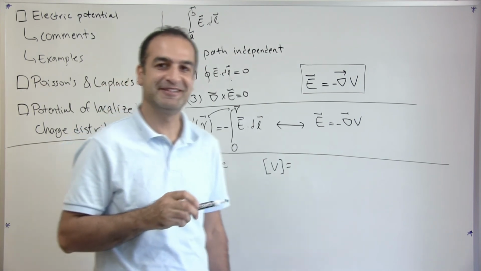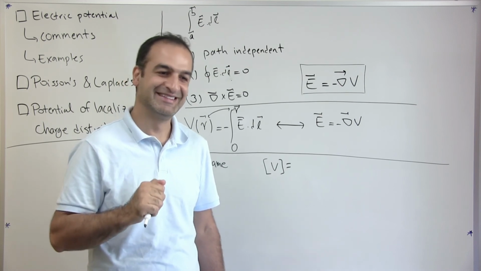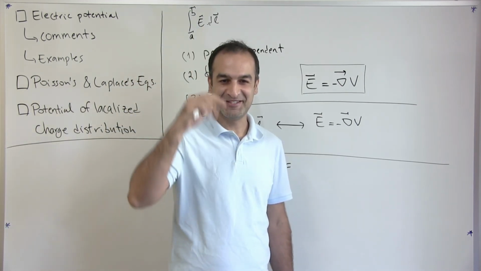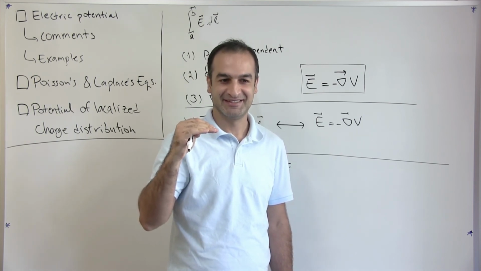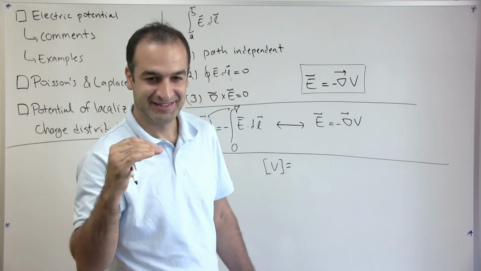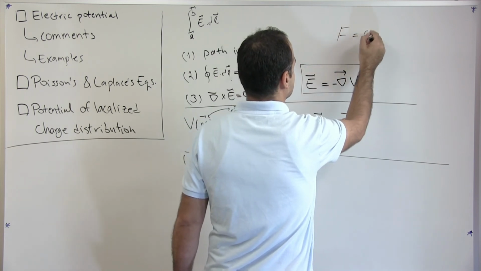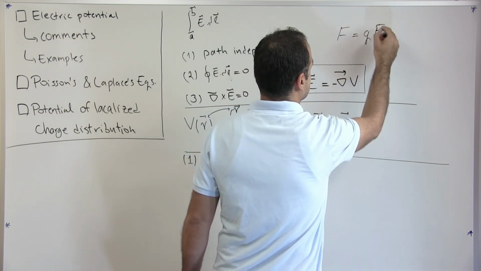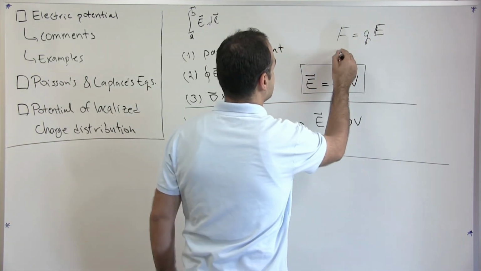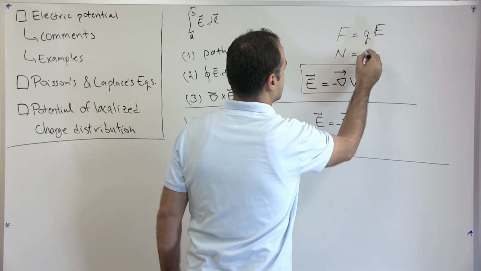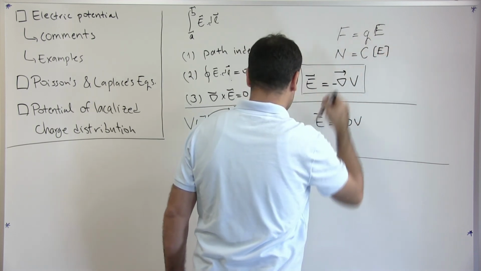What is the unit of electric field? Electric field is force divided by electric charge, right? Is that correct? Right, so this was, I would say, the basic definition of electric field, right? Force is Q times E. Unit of force is Newton. Unit of electric charge is Coulomb. So E should be Newton over Coulomb.